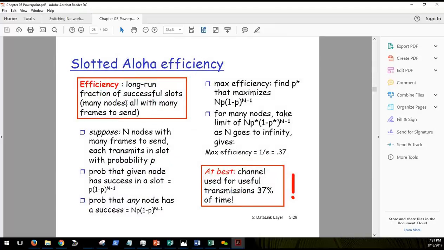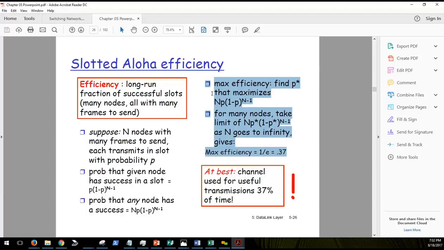Okay, slotted Aloha efficiency. Efficiency is the long run fraction of successful slots, with many nodes, all with many frames to send. So how efficient are we able to move all of these frames from these nodes through the available slots? So how do we figure this out? Suppose n nodes with many frames to send, each transmits in a slot with probability p. So he's trying to come up with a calculation. He said he was not going to make you go through the calculations, correct?